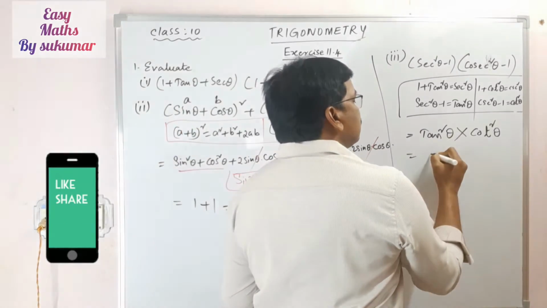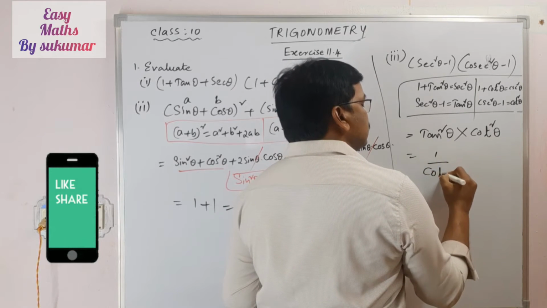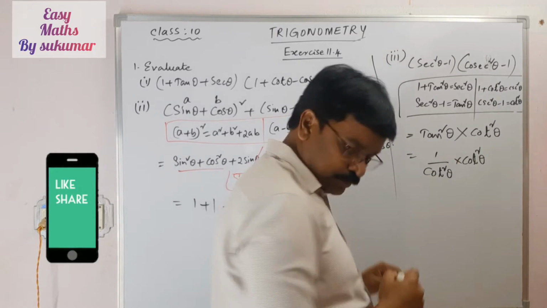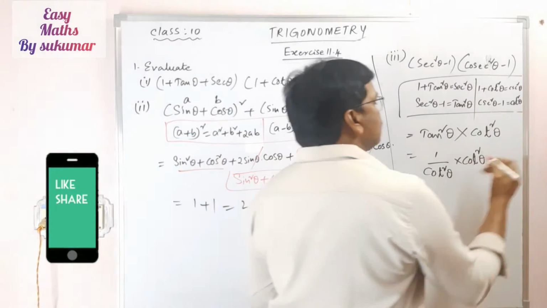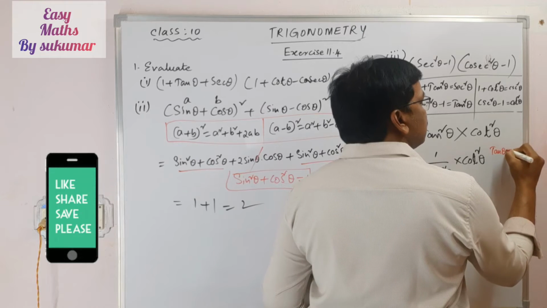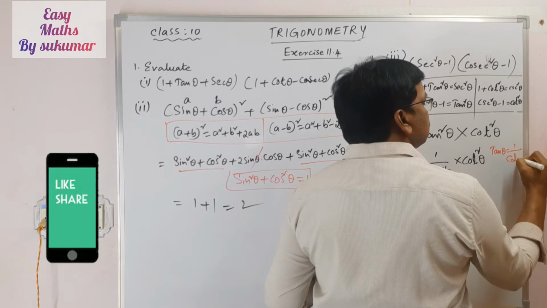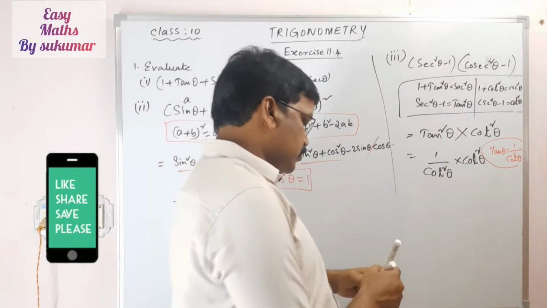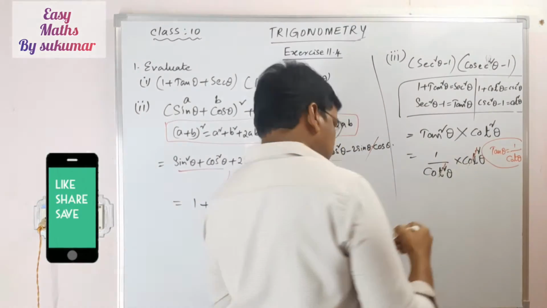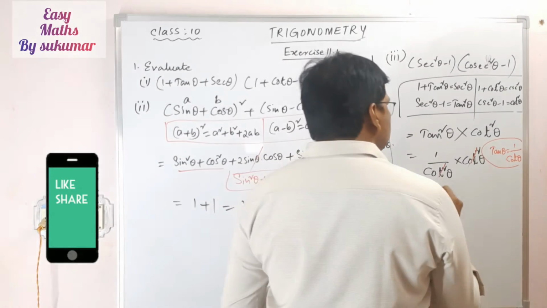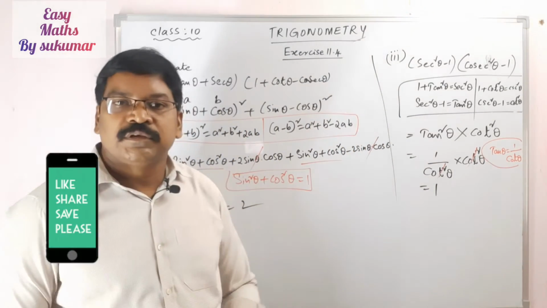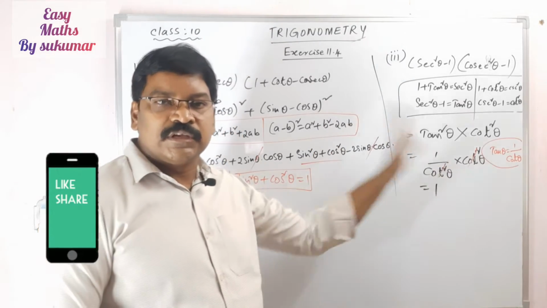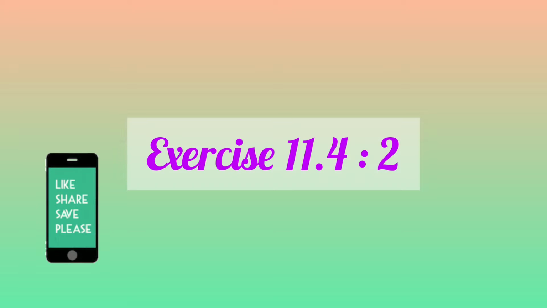So, this tan square theta means what? 1 by cot square theta into cot square theta. Again, write the reason here. What is the reason? This tan theta is 1 by cot theta. So, here both cot square theta cancelled. Finally, it is equal to 1, right? So, we have finished this second and third sums in this first set.